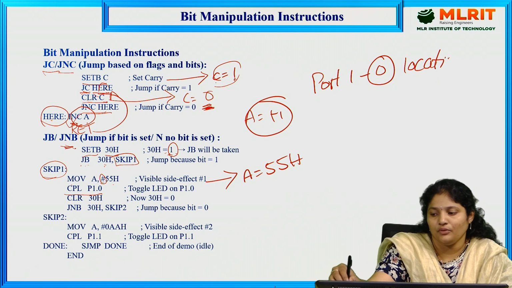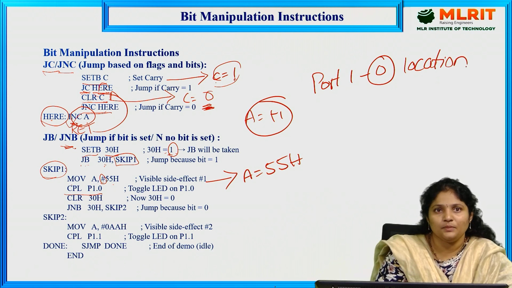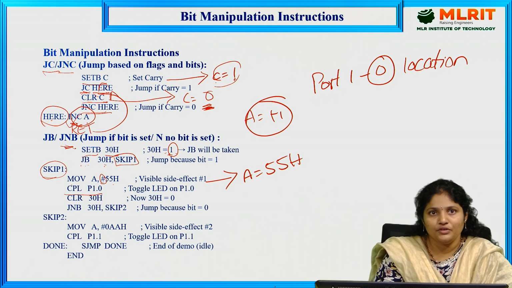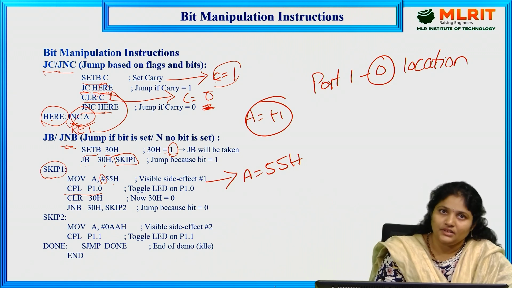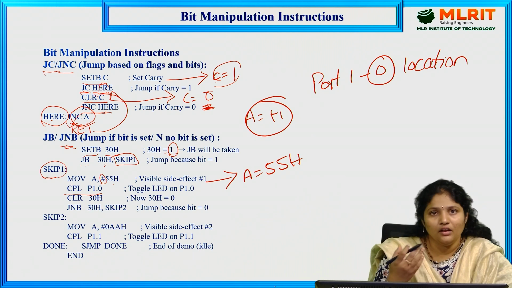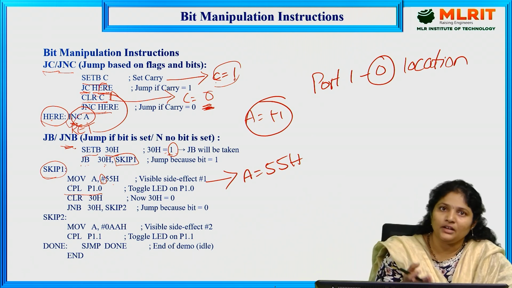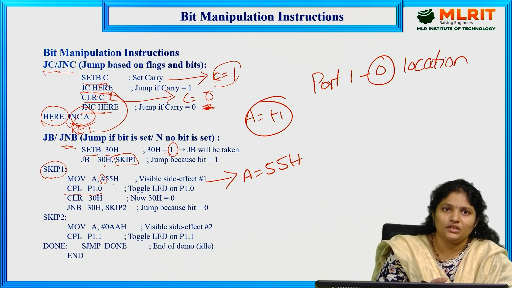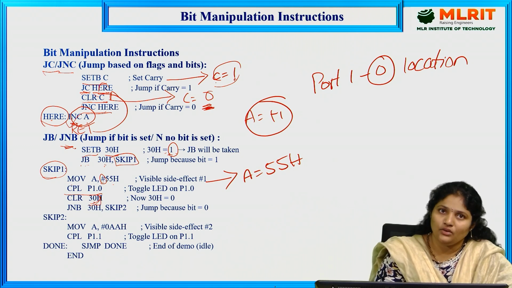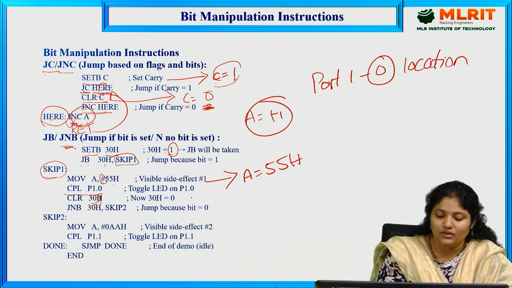So we have 4 ports, as I explained in the previous video. You can use these 4 ports as input and output ports, and some ports also have special applications. So with complement, if P1.0 is 0, it will become 1. If it is 1, it will become 0. So toggle will happen. Clear 30H, so the location 30H will be cleared. Now the 30H location has 0.